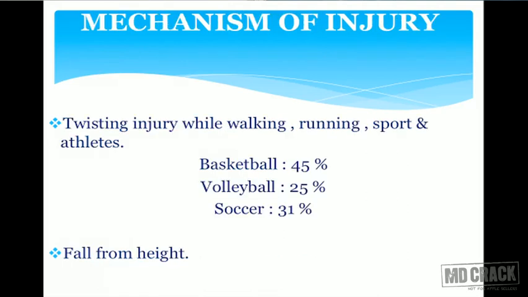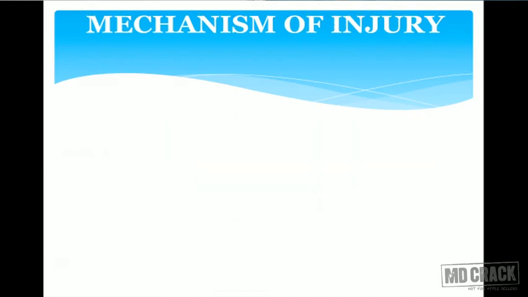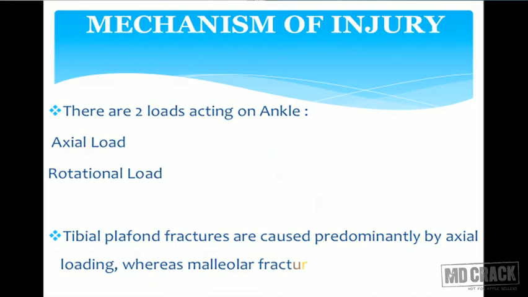In the mechanism of injury, the twisting injury while walking, running, sports and athletes are very common. Sports injuries like ones seen in basketball, volleyball and soccer are one of the most common injuries in ankle. Fall from height is the second one. The mechanism of injury is very important.